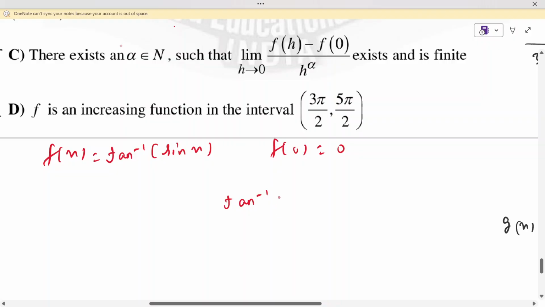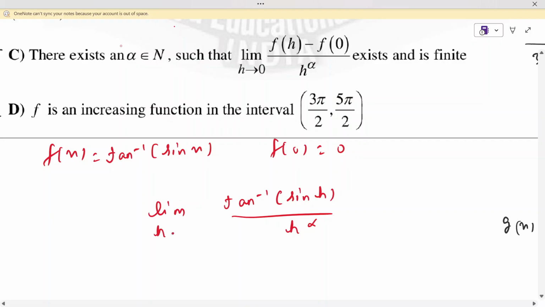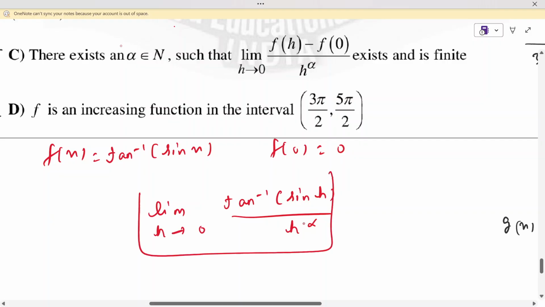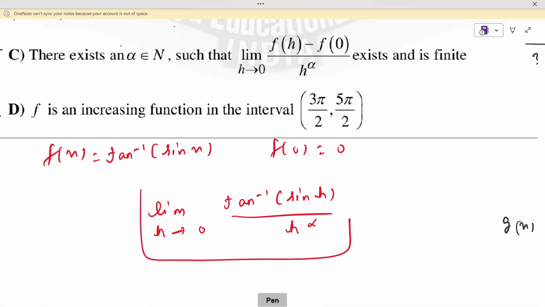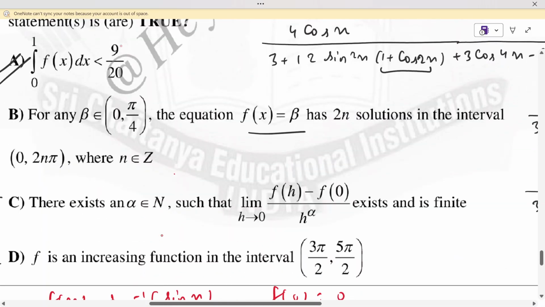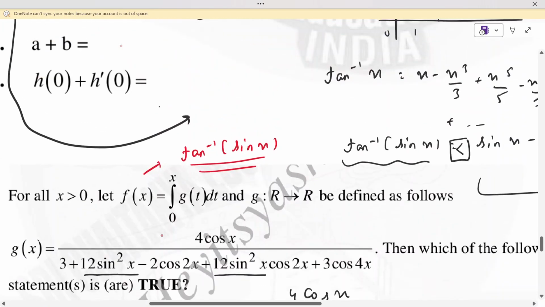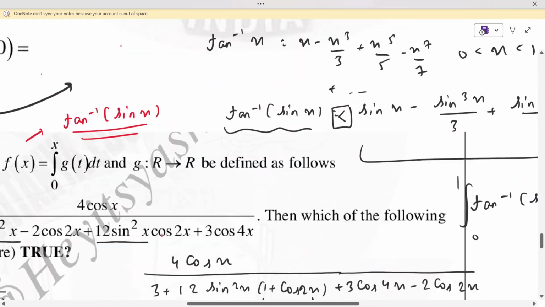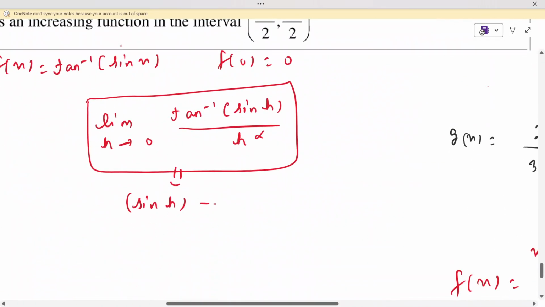समझ आ रहा है ना क्या हो रहा है? Sin h over h to the power alpha, limit h tends to zero. This particular limit exists, right? So in the question, this particular limit exists. If I just use the expansion, then what is the expansion? Sin h, actually it's up to h to the power 5, okay? Sin h minus sin h to the power 5 over 5, isn't it?